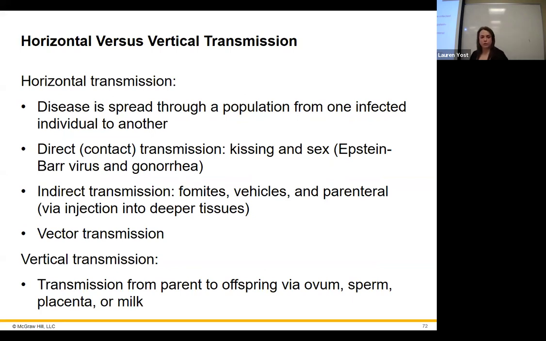So horizontal versus vertical. I'm going to just start with this. Vertical is like mother to child. So it's going to be the parent to the offspring via ovum, sperm, placenta, milk, something like that. That's vertical parentage going on there. Horizontal is transmission between organisms that are not in that situation, not parent to child.